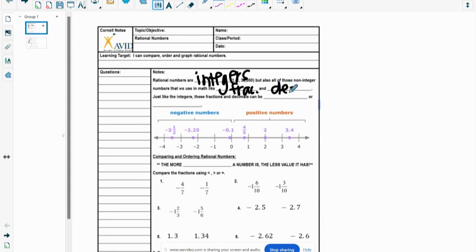Fractions and decimals. Okay, just like integers, these fractions and decimals can be positive or negative. So rational numbers are positive and negative fractions and decimals. They also include integers, which are positive and negative whole numbers.